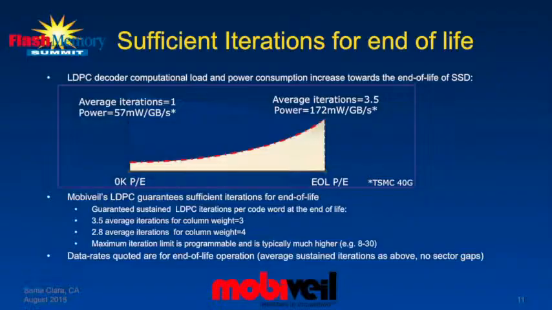In our world at Mobiveil, we have an LDPC IP, and it has these characteristics in TSM40G. You start here on the left of the graph and go from 0 PE cycles to end-of-life PE cycles. And this is the power profile you would get in correction. And the number of iterations goes from 1 to 3.5. So this is kind of the way in which we approach it.